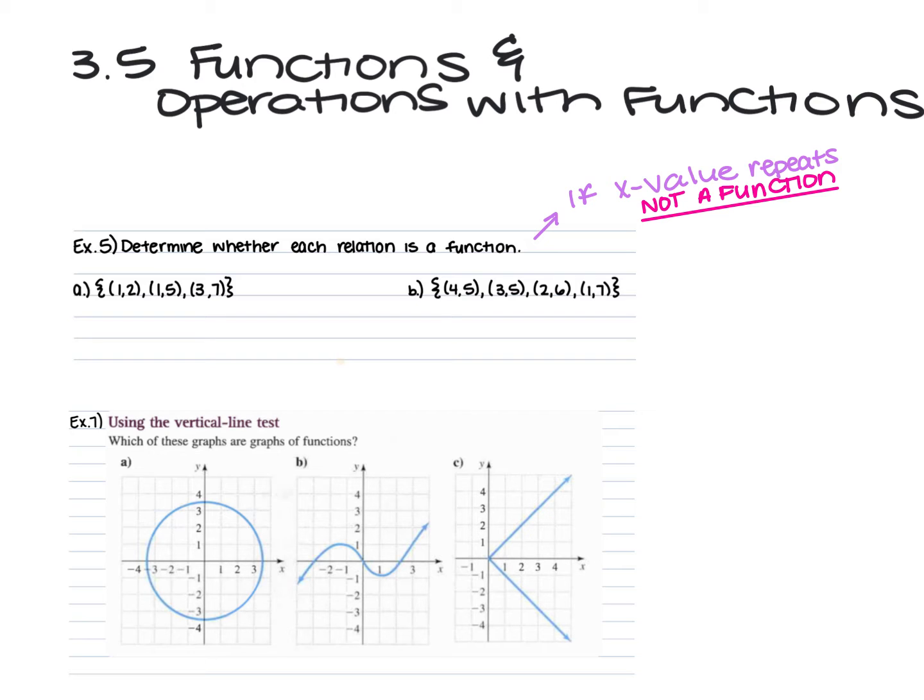So these are easy. The only thing you have to do is look at your x values from your ordered pairs. If any of your x values happen more than once, it's not a function. If none of your x values reoccur, then it is a function. For example A, you have the ordered pairs 1, 2, 1, 5, and 3, 7. Your ones here for your x values repeat themselves. So this one is not a function.